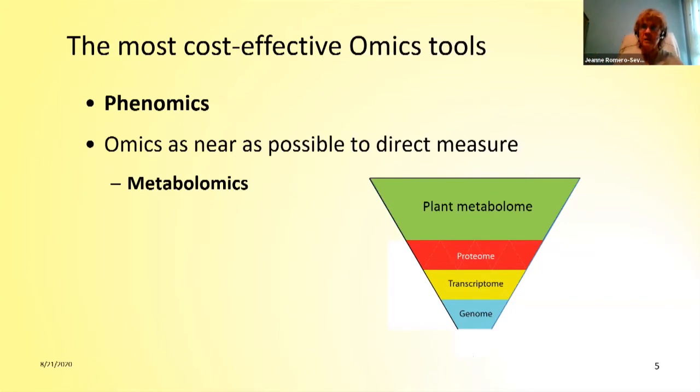But phenomics takes a while. It's labor intensive. You do it when it's really hot and horrible, or when it's raining. It's difficult and it's time consuming. What's the omics as near as possible to this direct measure? As near as possible to this direct measure, almost as good as phenotyping, is the metabolome. Those small molecules that ultimately determine the phenotype. They are the last step before the phenotype that we can see. So what is the metabolome anyway?